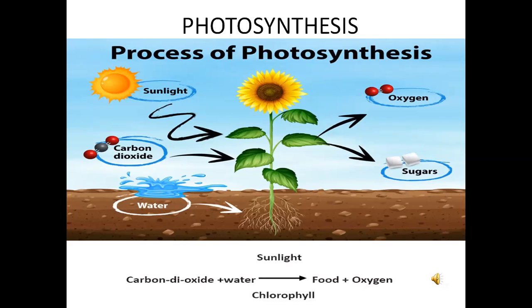The word equation given below explains the process of photosynthesis. Carbon dioxide plus water, in the presence of sunlight and chlorophyll, gives food plus oxygen. Plants release oxygen during photosynthesis, which is much more than the oxygen consumed by the plants during respiration.